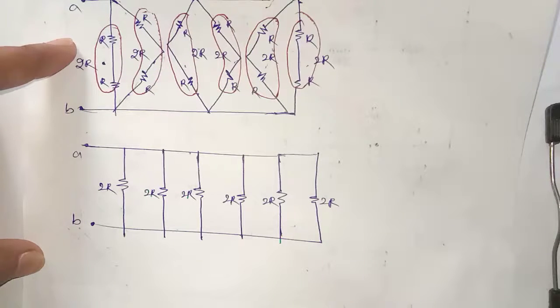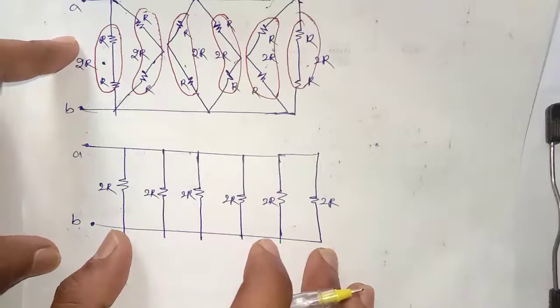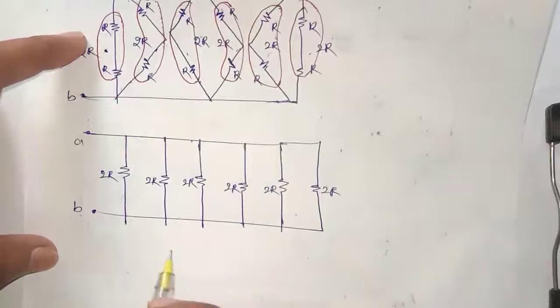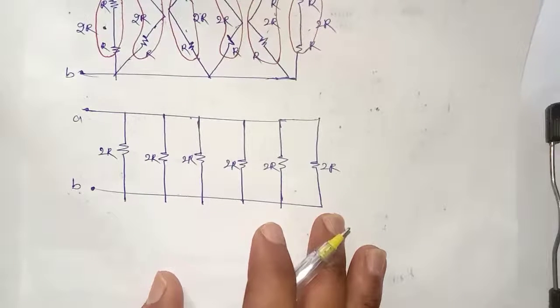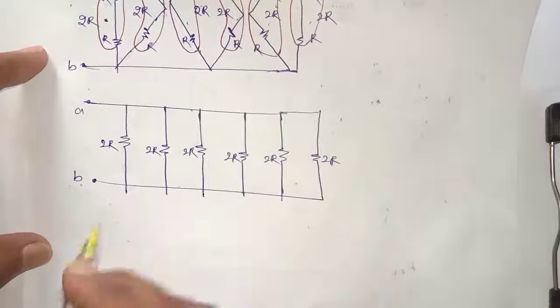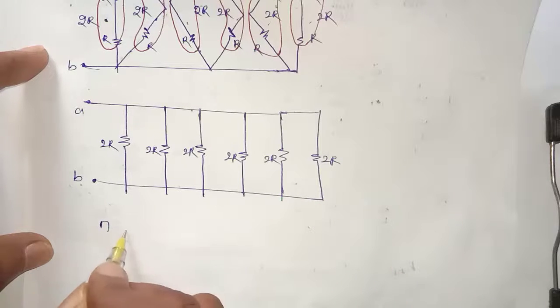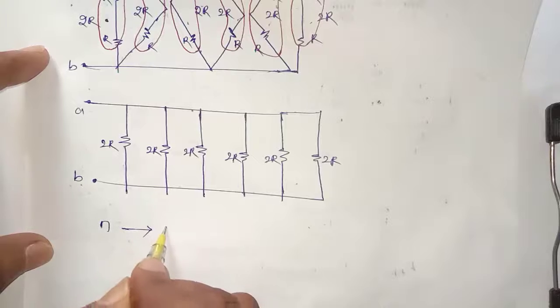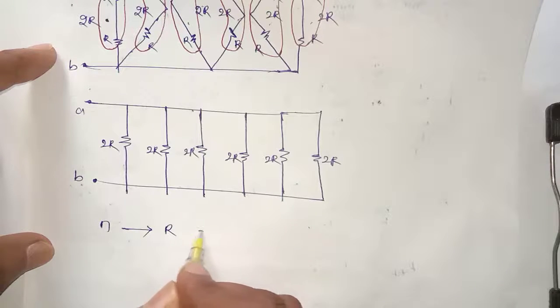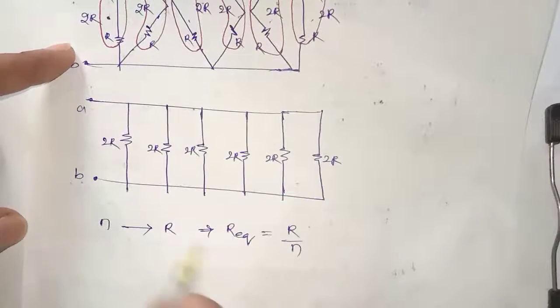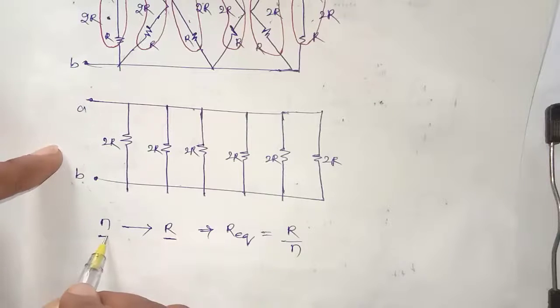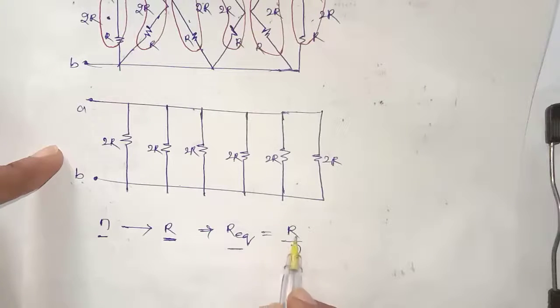By using the mirror symmetry, our complicated circuit reduced into this much simplified circuit, right? Now if you don't know the formula for parallel resistors having the same resistance value, I'll tell you: if n resistors each having the value R are in parallel, then the equivalent resistance is equal to R by N.